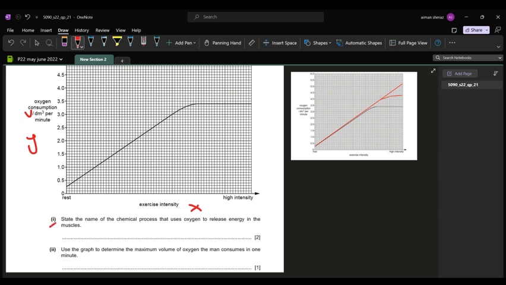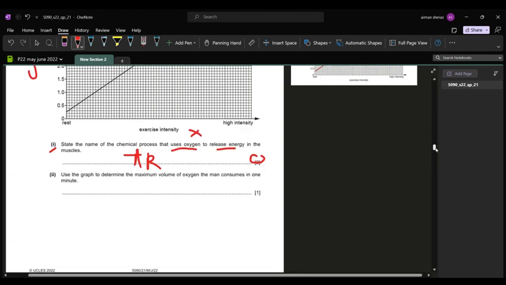So part 1, state the name of the chemical process that uses oxygen to release energy in the muscle. So that is aerobic respiration. Because firstly we know that it uses oxygen, and the respiration that uses oxygen is the aerobic one. And release energy is also what respiration does. So you should not simply write respiration, you have to write aerobic respiration in order to get these 2 marks.